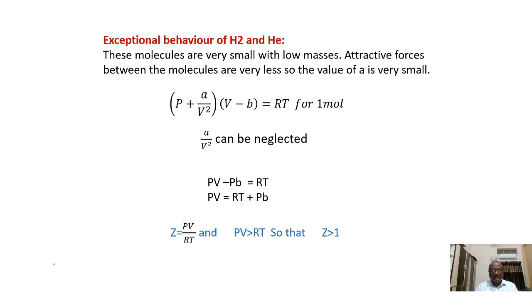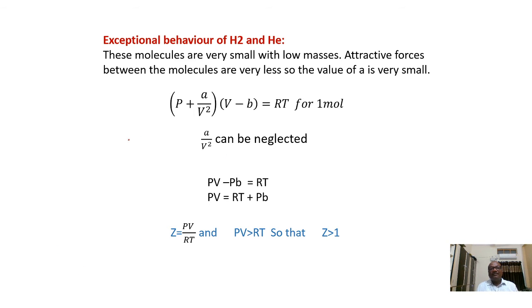Okay, now next, if you see the hydrogen and helium gases, these molecules are very, very small. So they will show the exceptional behavior. You can see the exceptional behavior by hydrogen and helium. What is the reason? Because these molecules are very small and will have the low molecular weight. So the intermolecular attraction forces are very, very less.